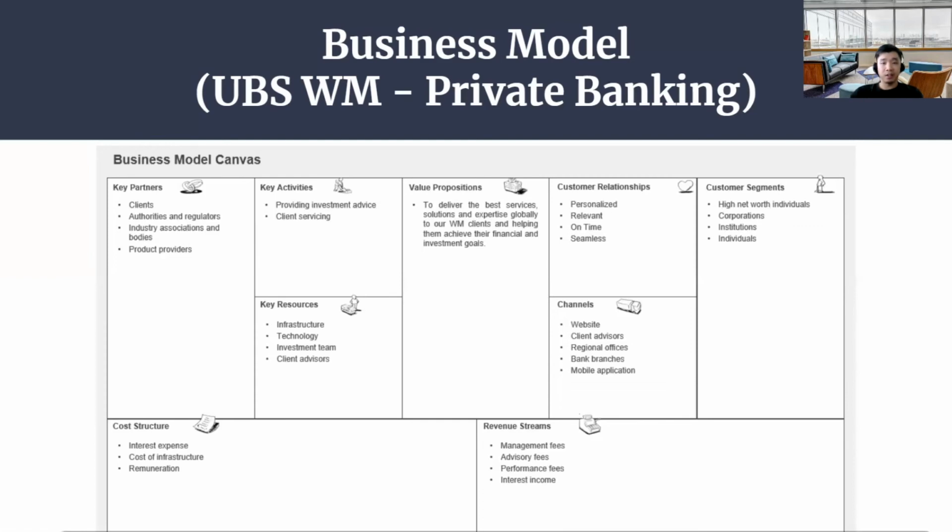For UBS, their key resources will be the existing infrastructure and technology put in place, the investment team, and the client advisors. Moving on, after looking at how UBS creates and delivers value, we will now look at the bottom part of the canvas, where it shows how UBS captures value. We can see that for revenue streams, UBS's main revenue sources come from the management, advisory, and performance fees that we charge our clients, as well as the interest income from lending.